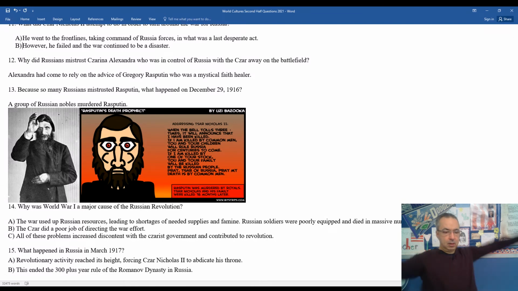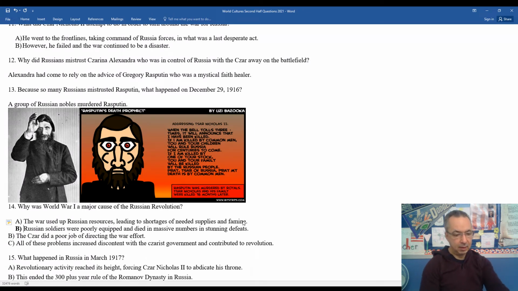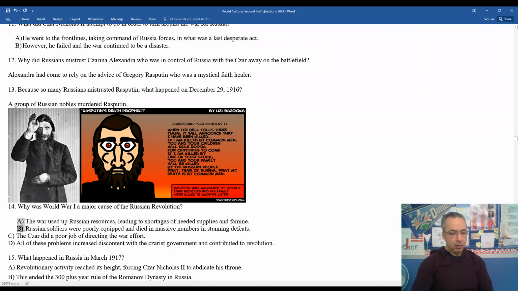Okay. Number 14, why was World War I a major cause of the Russian Revolution? Well, the war used up a lot of the Russian resources, leading to shortages of needed supplies. Famine broke out as well. People were starving, blaming the Tsar, obviously, for the failures. The Russian soldiers, too, were ill-equipped, meaning that they did not have the needed supplies to fight well in the war. The Tsar did a poor job directing the war effort. All these problems increased discontent with the Tsar's government, and eventually would contribute to the revolution.